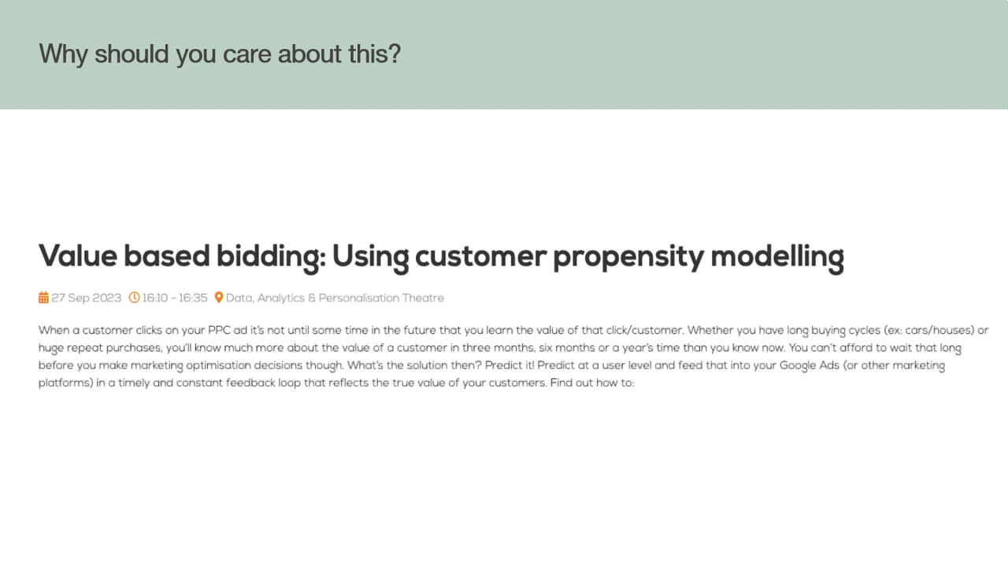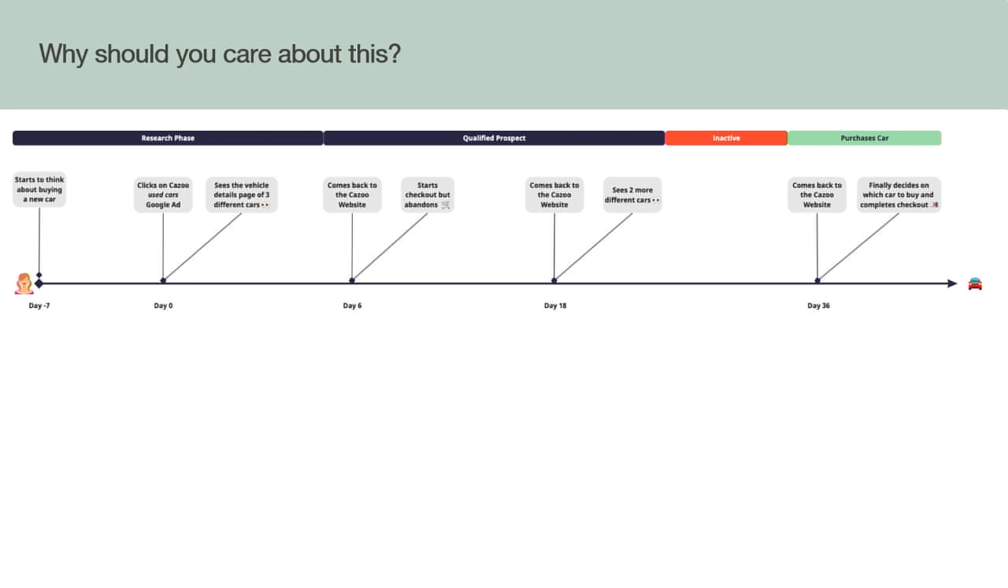But let me tell you more about it in terms of a visual. First, this is the example of Cazoo, really, or any online car retailer. When users click on a Google Ads ad of Cazoo, they come to the website and they do some actions. For example, here they see 3 pages of different cars. They will take a number of days and do many more actions, like starting the checkout and potentially abandoning it, seeing more cars until they actually convert, because we have long buying cycles.